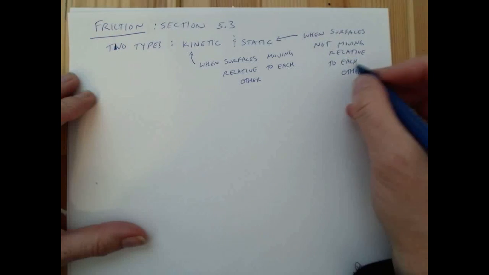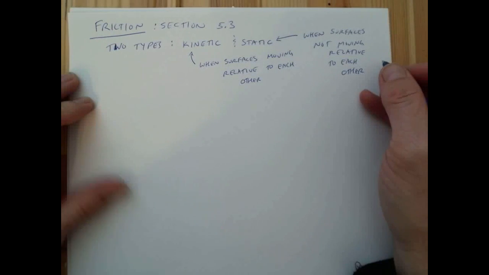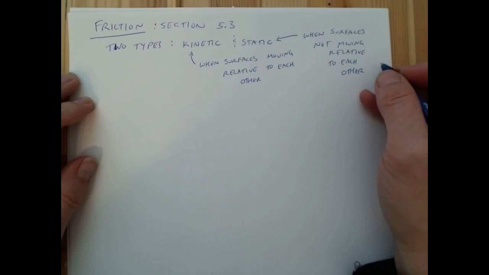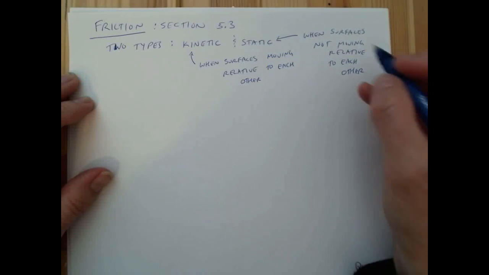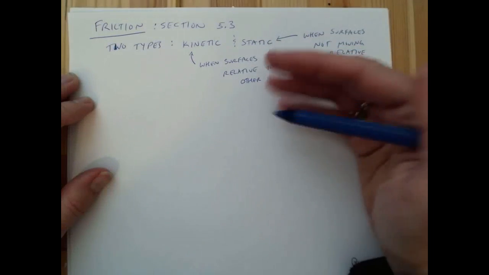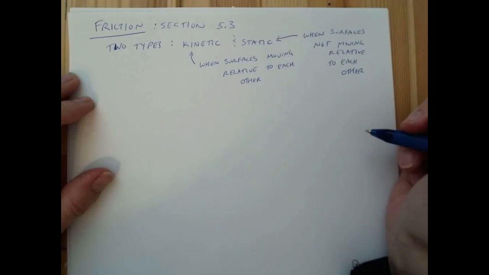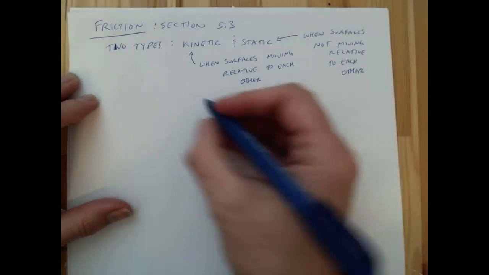Now, they might be moving. For example, you put a box in the back of a pickup truck and you drive, and say the box does not slip. Then the force of friction acting between the box and the pickup truck is going to be a force of static friction. Even though they're both moving, they're not moving relative to each other.